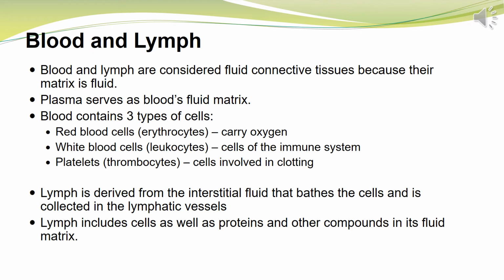And like I said, we'll talk way more about all of these things in Chapter 8. And lymph is derived from the interstitial fluid, or the fluid which bathes cells, or which cells are bathed in. And lymph is collected in the lymphatic vessels, like I said. And lymph actually includes cells as well as proteins and other compounds in its fluid matrix. And that's really probably the full extent of what you'll need to know about lymph for this chapter, simply because we're going to cover it way more in the following chapters.